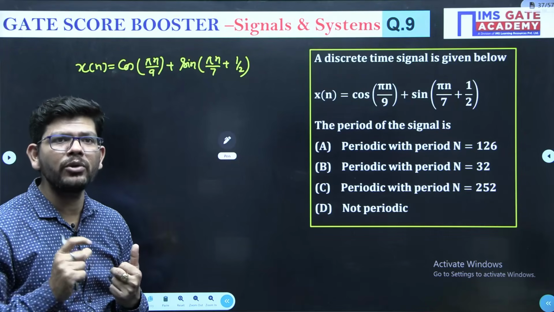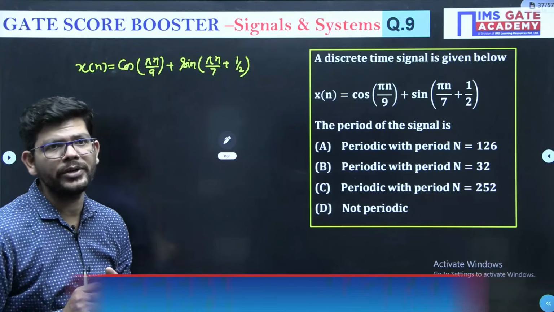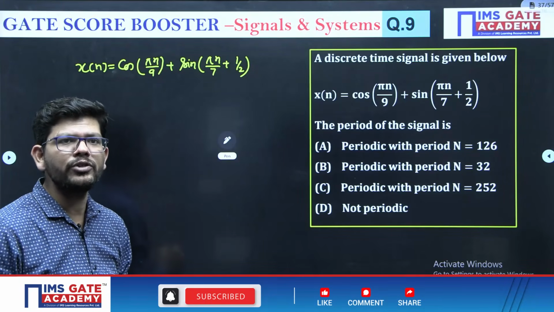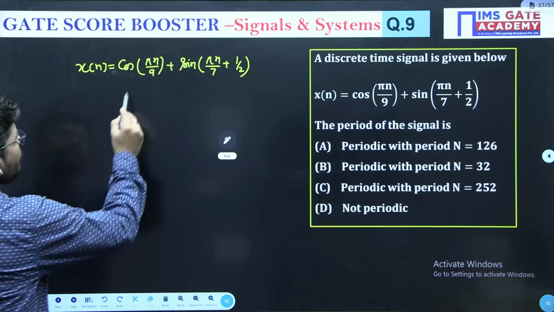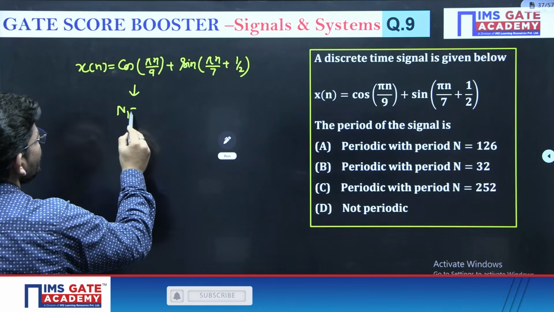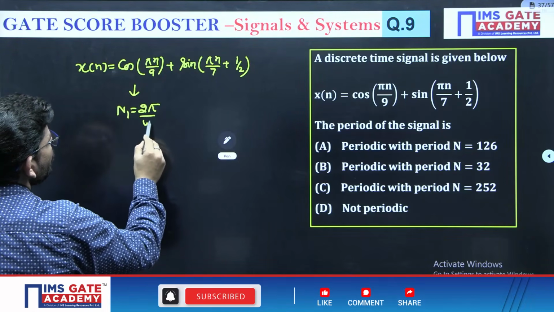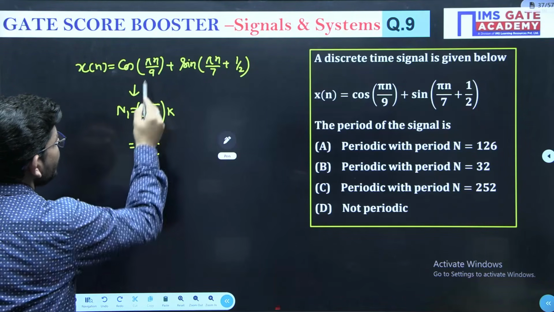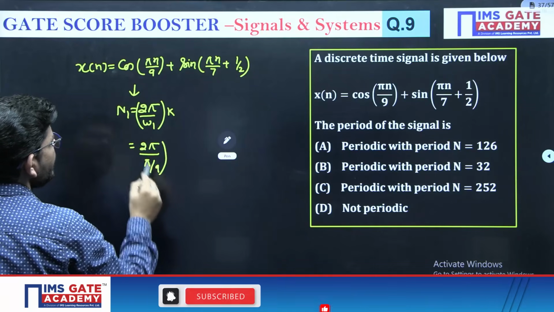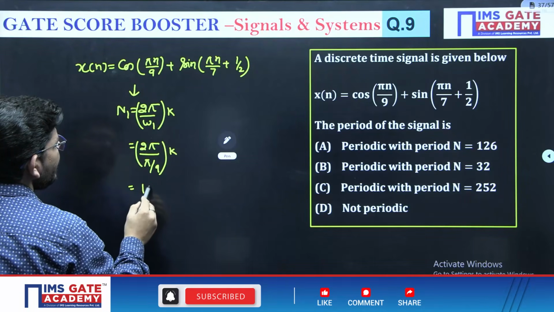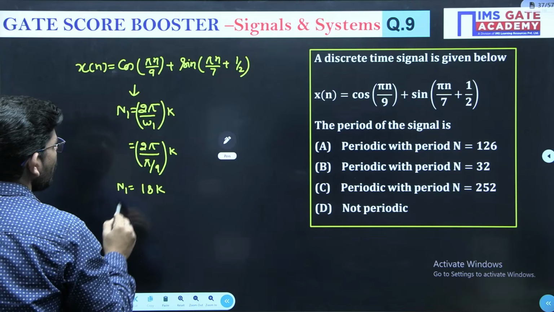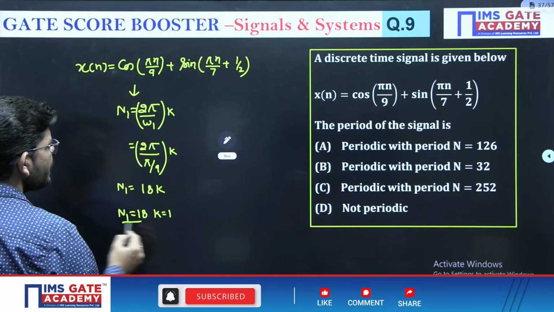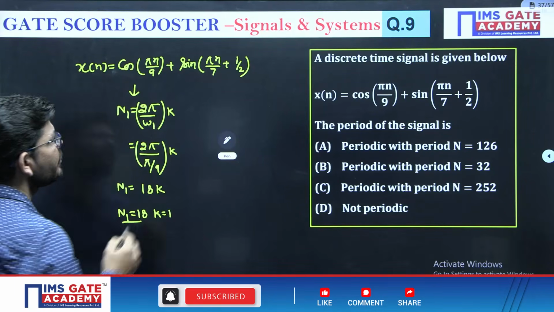So here in discrete time, we don't check for the combination. We check for individual periodicity. In continuous time, we check for the combination. We don't check for the individual periodicity. Correct? So what is the time period here? It will be 2 pi upon omega 1 into k, or 2 pi upon, what is omega 1? It is pi over 9 into k, or I will get 18k, or n1 is equal to 18 for k equal to 1.